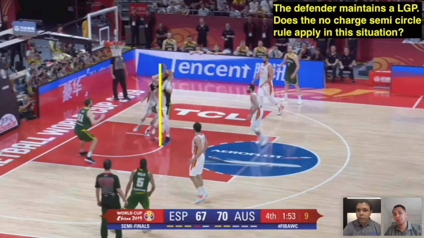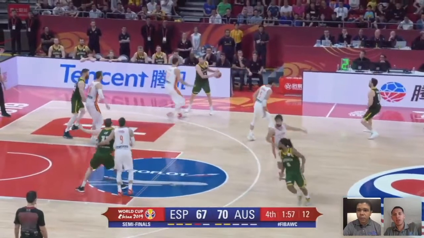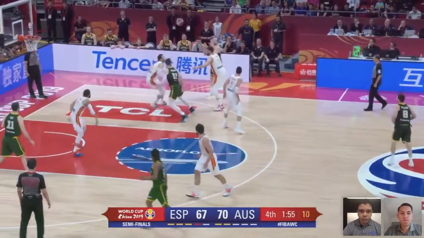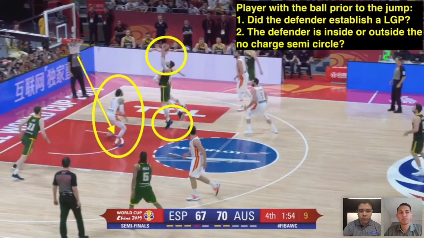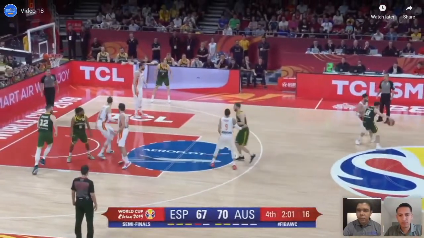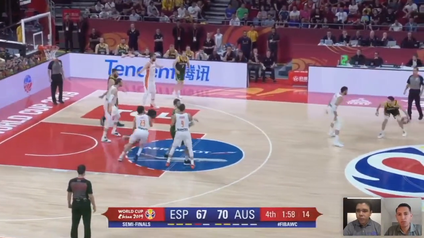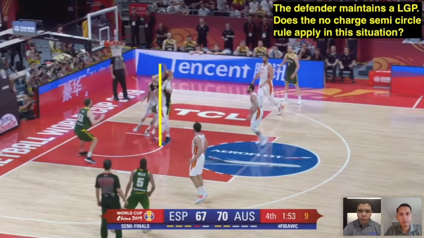Oh, sorry, this was before the player jumps and grabs the ball, and then you see before the jump, the defender is already establishing a legal guarding position. He's inside of the semicircle area. And also, at the moment of the contact, you can see the defender is maintaining his legal guard position.